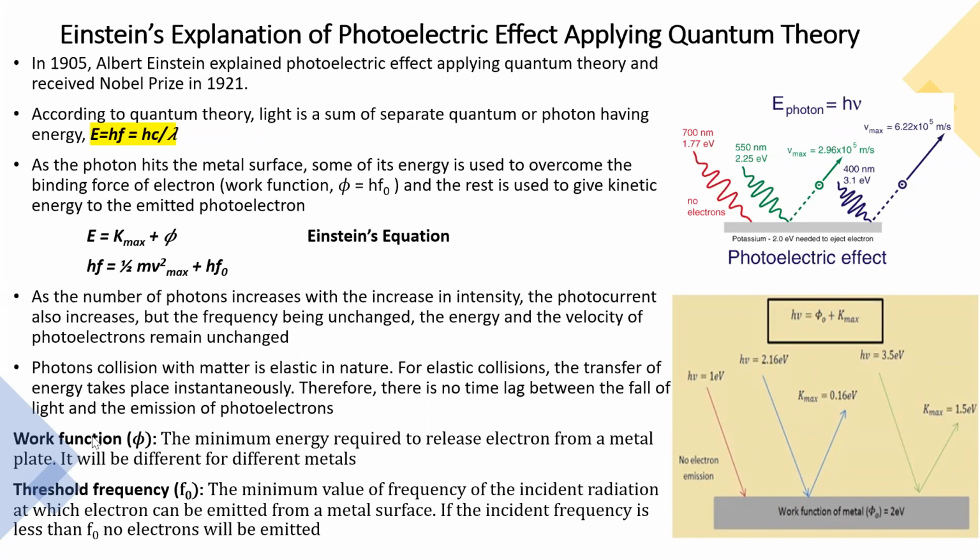You will also have to remember the definition of work function. What is work function? The minimum energy required to release an electron from a metal plate, and it will be different for different metals. And threshold frequency is the minimum value of frequency of an incident radiation at which the electron can be emitted from a metal surface. If the incident frequency is less than the threshold frequency, no electrons will be emitted. So is this part clear to you? Can I move on?